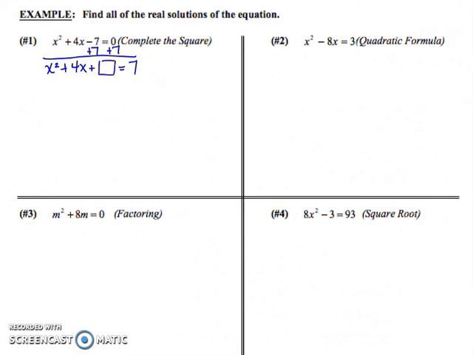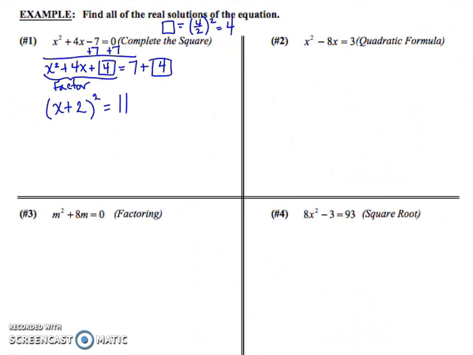Now I'm going to add my box to both sides. And what goes in the box is my b value divided by 2 squared. So in this case, my b value is 4. 4 divided by 2 squared. 4 divided by 2 is 2. 2 squared is 4. So what goes in my box is going to be 4. Now I have to factor this side. And it's going to factor into the same binomial times itself. Two numbers that multiply to make 4 and add to make 4. Well, that's going to be x plus 2 times x plus 2, or x plus 2 squared. And over here I have 7 plus 4 is 11.